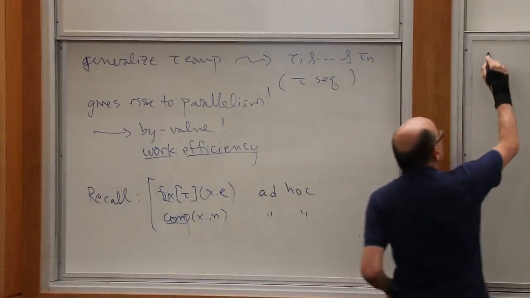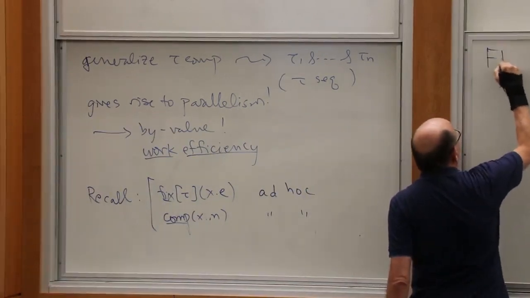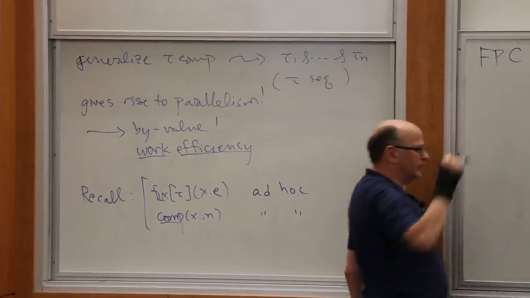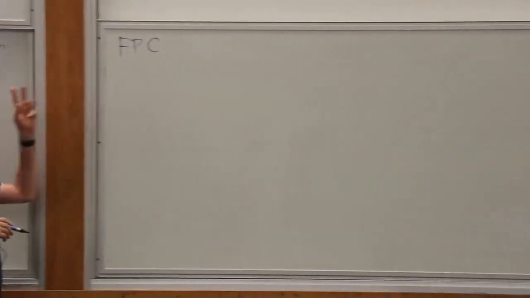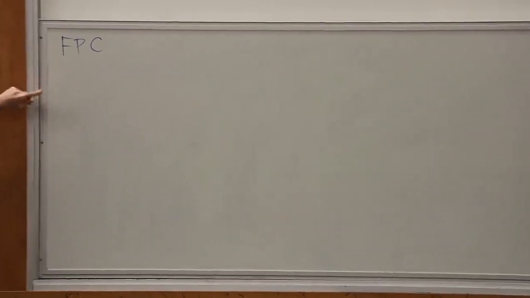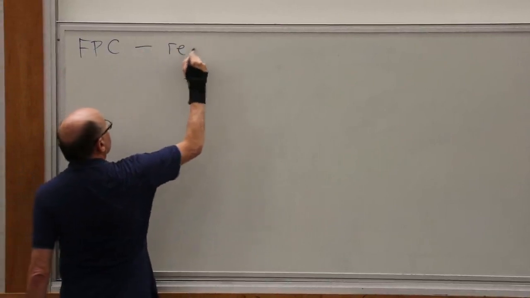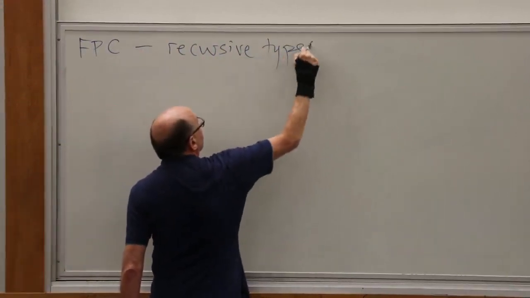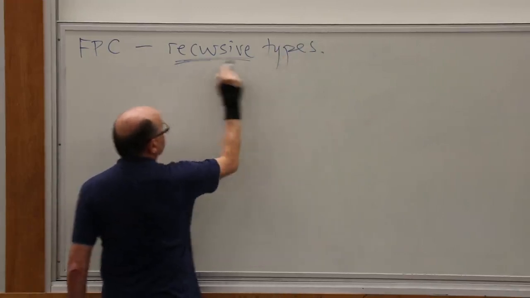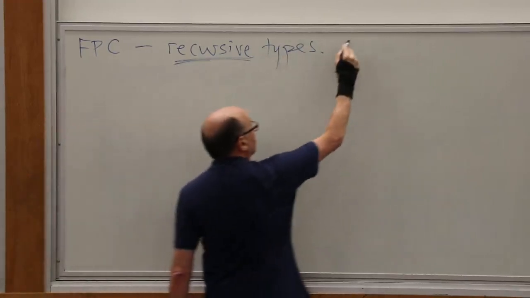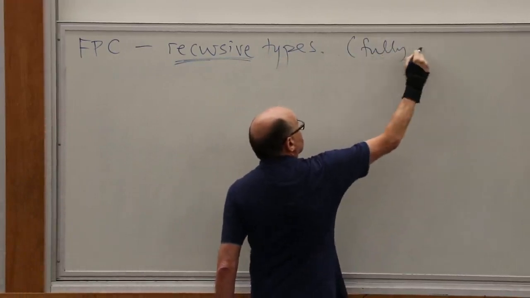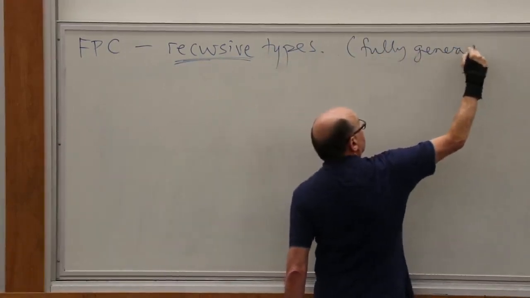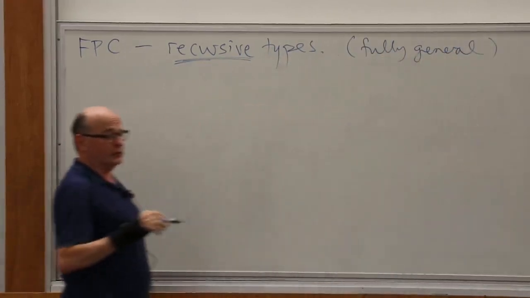So the subject I want to look at this time is a language called FPC. I think it was Gunter who called it FPC. It's sort of a permutation of PCF, that's the way I perceive it. And the idea is this is a language for recursive types, and by this I mean recursive types in full generality. In other words, there are no restrictions of any kind about positivity or anything of that nature.